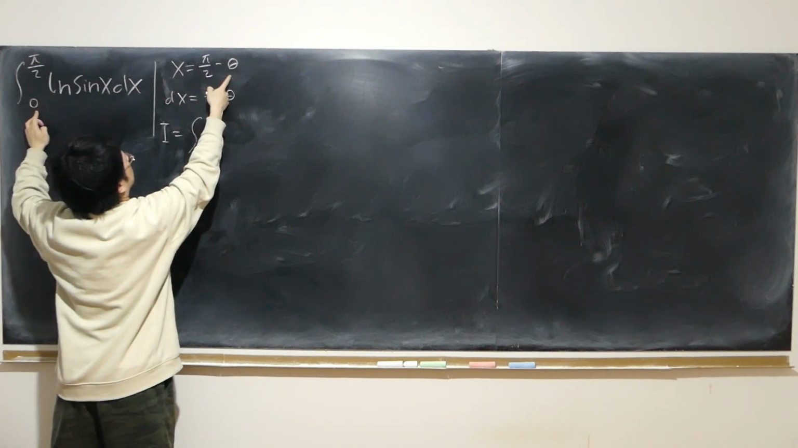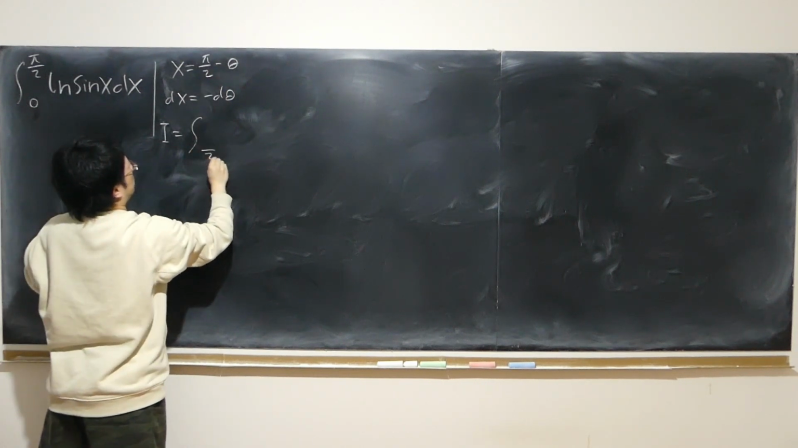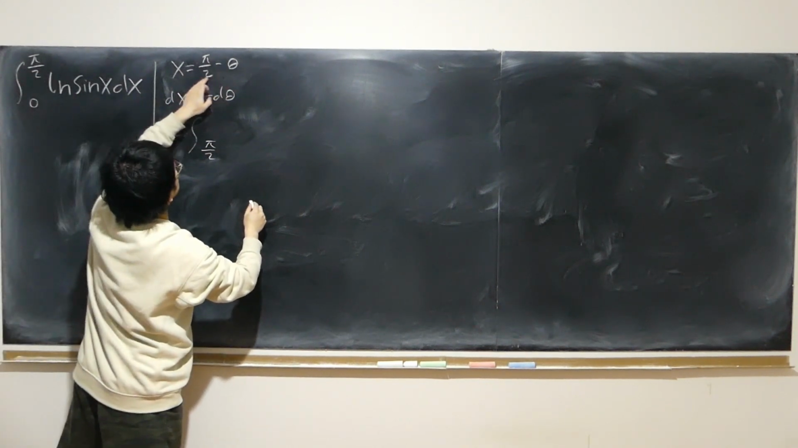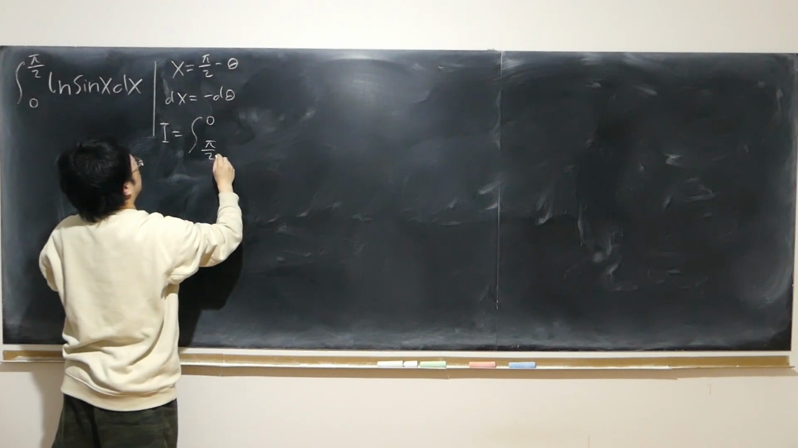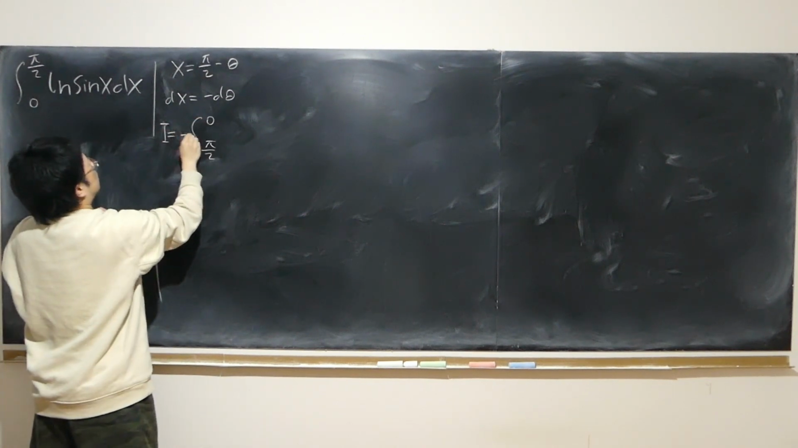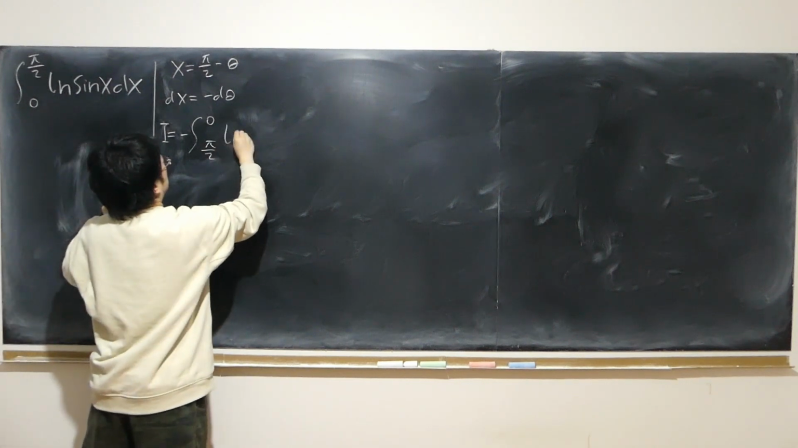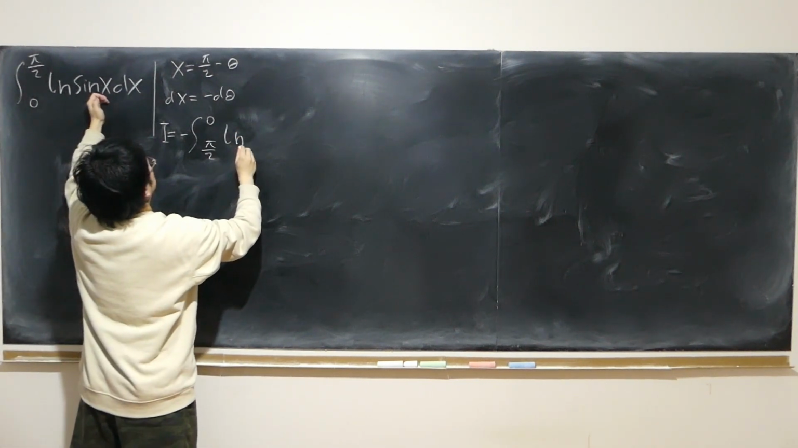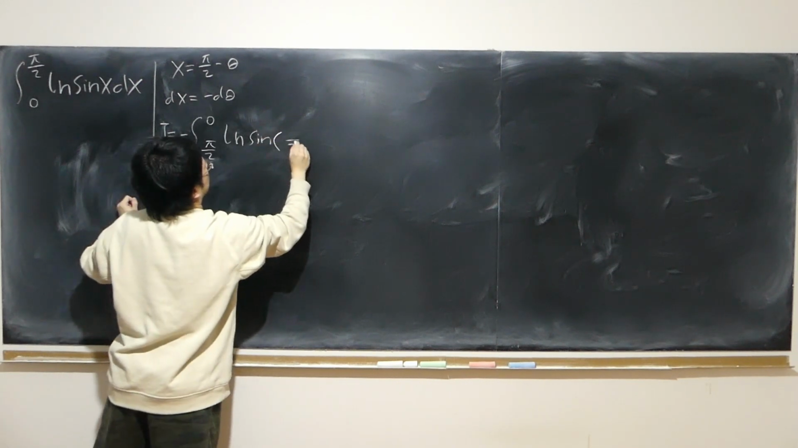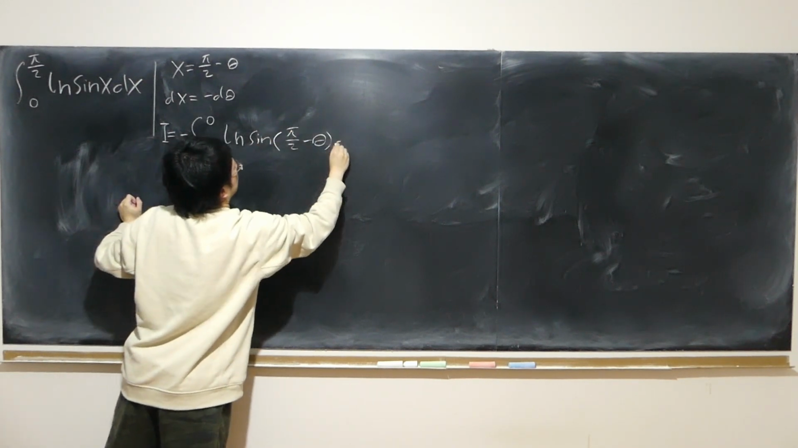theta is equal to what? Theta must be equal to half pi. When x is equal to half pi, theta must be equal to 0. Right, there is a negative d theta, so negative. Right. Log sine x. Log sine half pi minus theta. D theta.